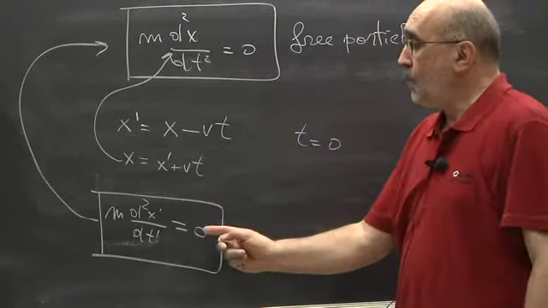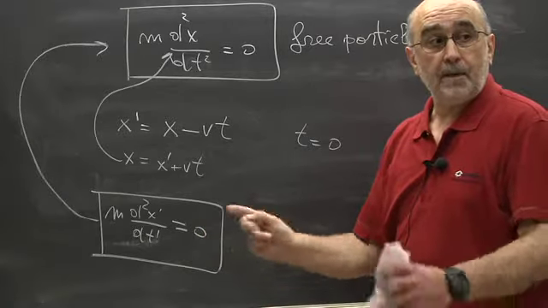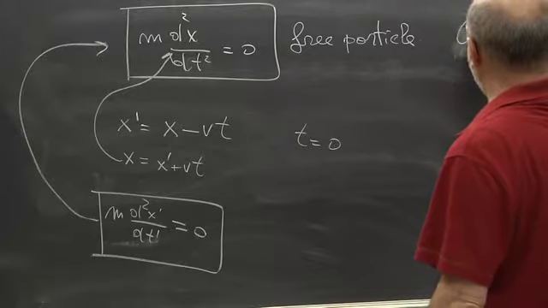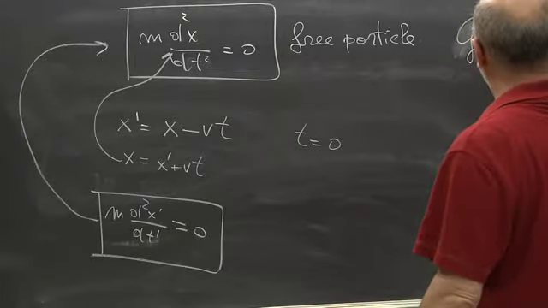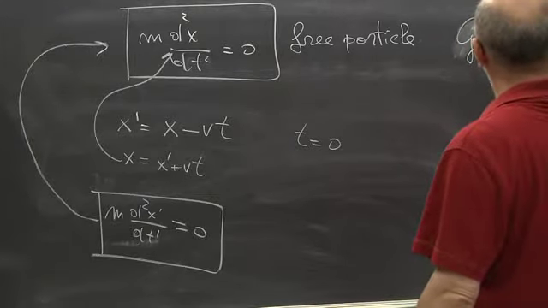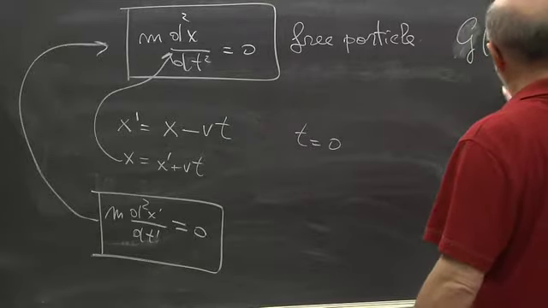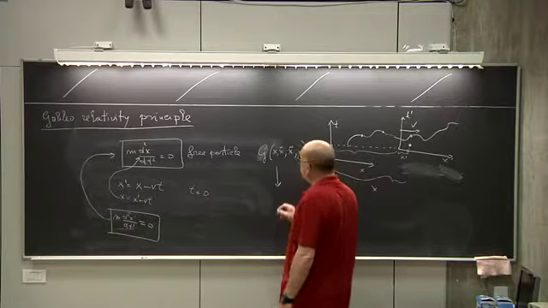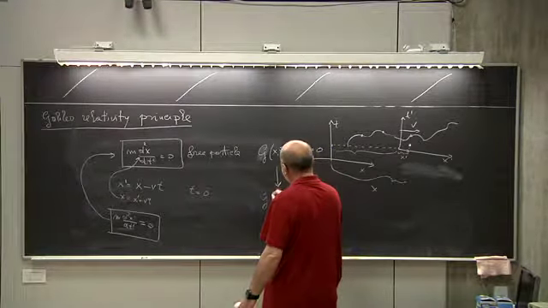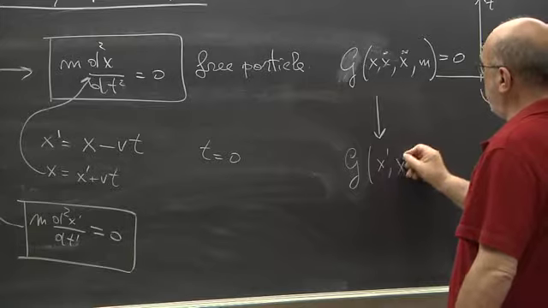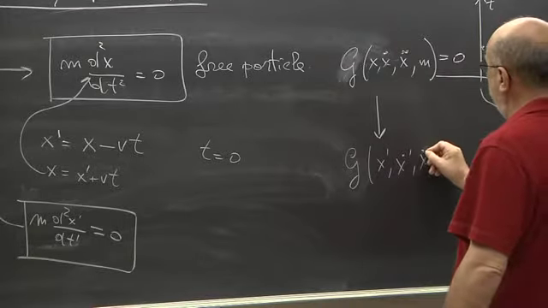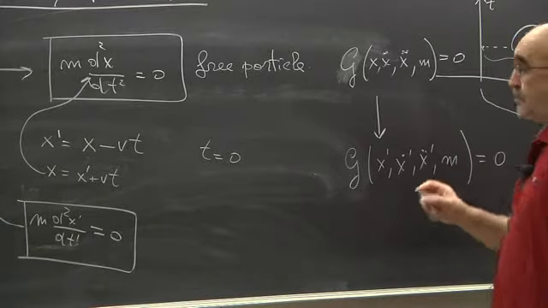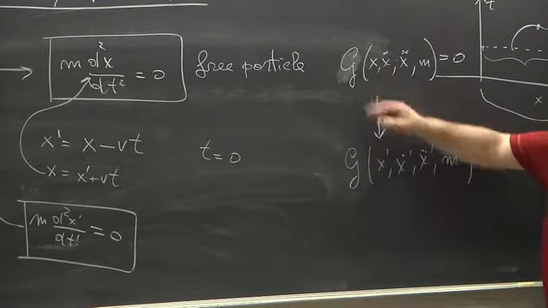It's not that we develop a new form. Basically, if the law of motion is something like g of x, x dot, x double dot, mass equals zero, and they keep the same form, it means this g is the same, the new quantities change. And also the mass could change. So the g, the form of the function.